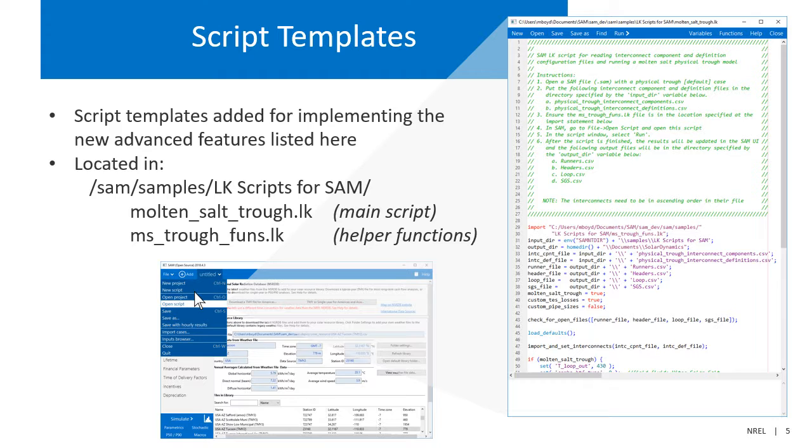The scripts are needed for using the new interconnect definitions, unless you are keeping the defaults. With that said, any scripting that SAM supports, for example, Excel VBA or Python, will also work just as well.